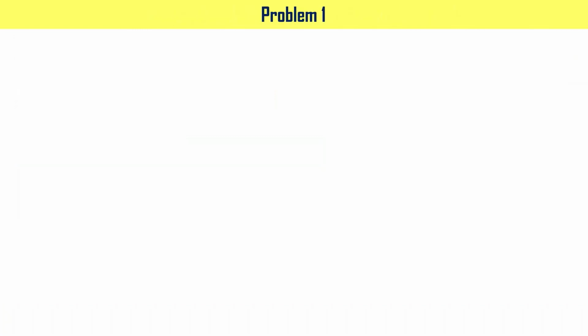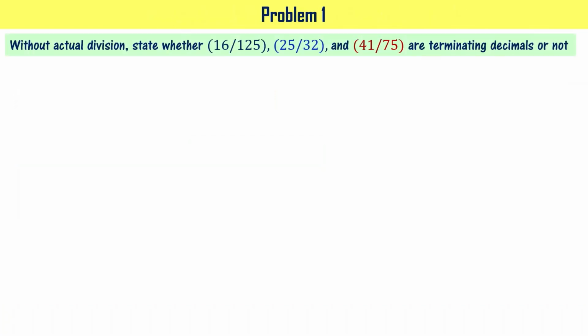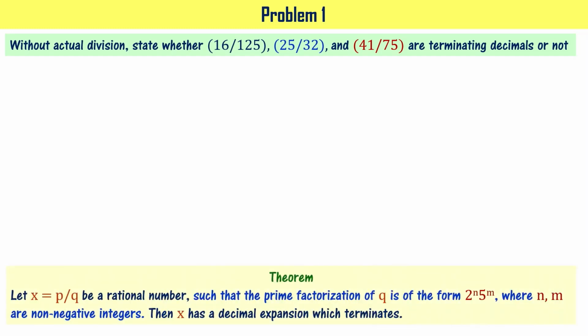Let's take a look at few problems based on this concept. Without actual division, state whether 16 by 125, 25 by 32 and 41 by 75 are terminating or not. We have just seen the theorem. 16 by 125 can be written as 16 divided by 5 cube, right? So since the denominator has got 5 cube, I can simply say that 16 by 125 is going to have a terminating decimal expansion.